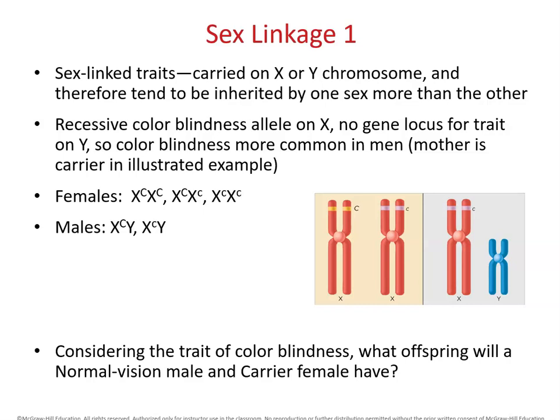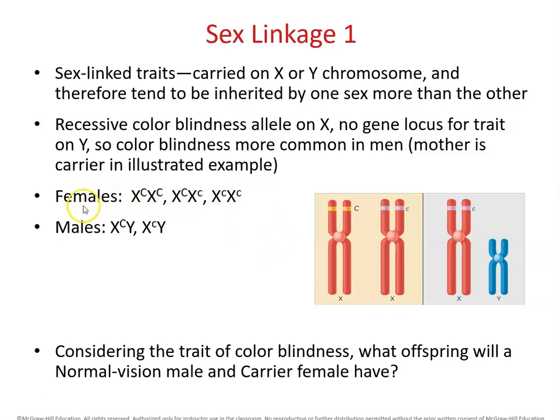So when a gene is found in the DNA of the X chromosome, we call it sex-linked or X-linked. Sometimes you'll see it that way. And its inheritance is a bit different. So colorblindness is one example of a sex or X-linked trait. Colorblindness is recessive, and the trait is found on the X chromosome.